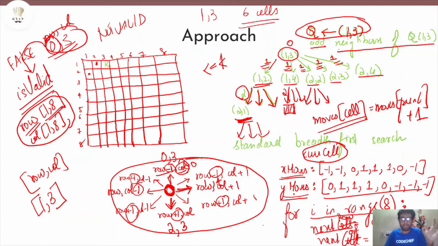So simply, if I just assume the starting position to be an arbitrary row, column, what will be your first value of next row? Next row will be nothing but current row plus x move of I. So what is your current row? Current row is row. So your first value you will evaluate is row minus 1 comma column. The second value you will evaluate when I equals 1 is row minus 1, column plus 1. Now the third value you will evaluate is row plus 0 and column plus 1. Hope you understand why we have this x move and y move array.